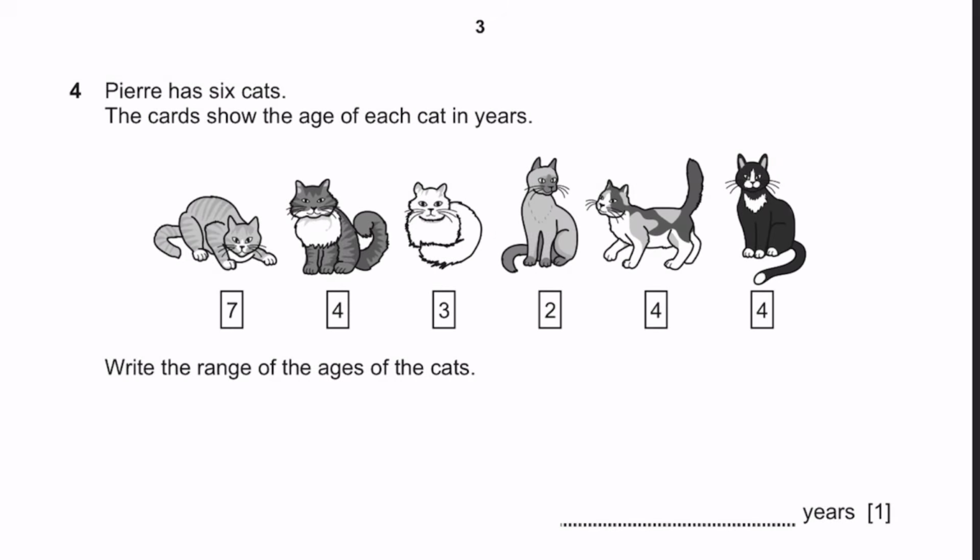Question 4. Pierre has 6 cats. Cards show the age of each cat in years. We have 7, 4, 3, 2, 4, and 4 years old cats. Write the range of the ages of the cats. Range means the largest minus the smallest. So that'll be equal to 7 minus 2, which is equal to 5 years. That's our answer.